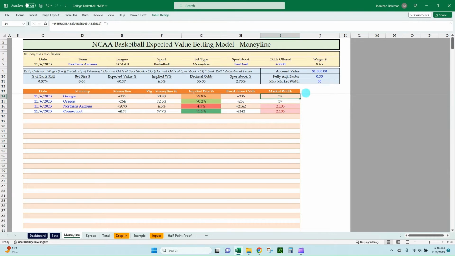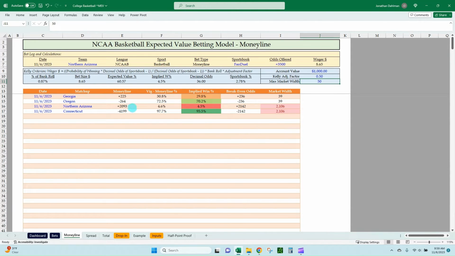So 39 is a great matchup to bet on, but keep it capped at 50 to start. As you get into the conference slate and the matchups and the teams become more defined and Pinnacle becomes more confident in your lines, you could bump that up to 75 or 100, whatever your tolerance is. But just know the higher the market width you're willing to tolerate, the more variability you're going to have in your outcome.